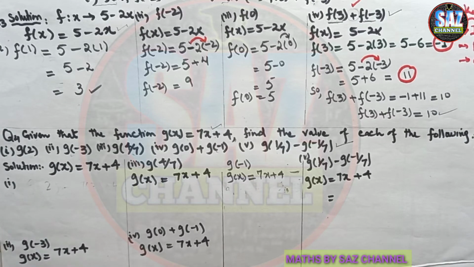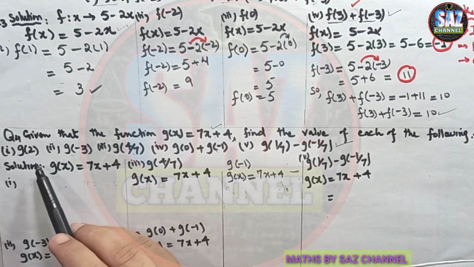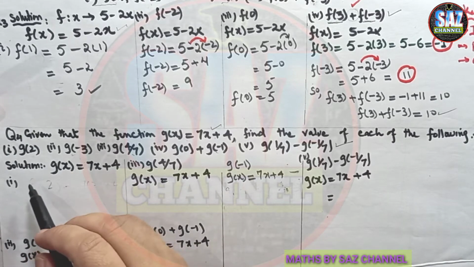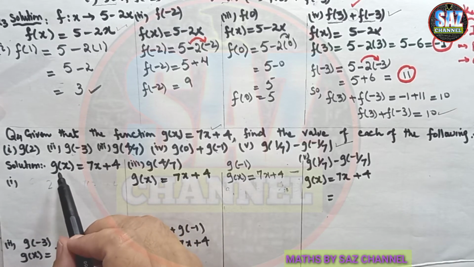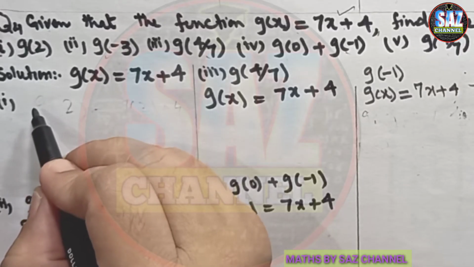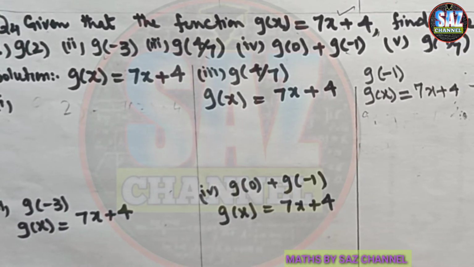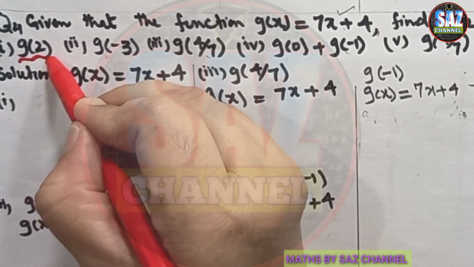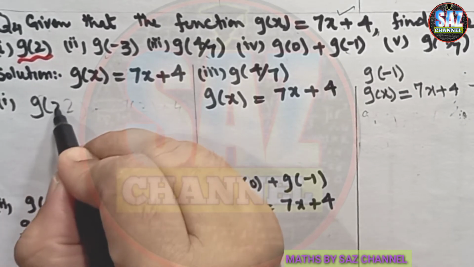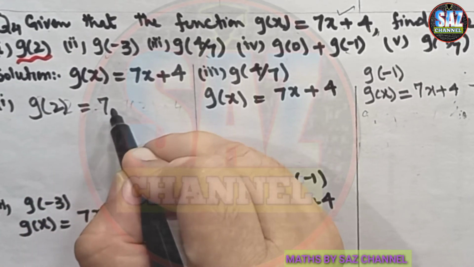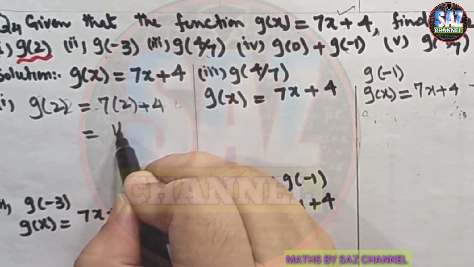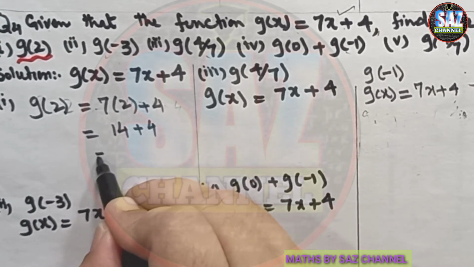Very easy questions. We just have to replace the values of the domain by the different values given in the question, and we get the values of the range. First part: the function is g of x equals 7x plus 4. Now I replace the variable with 2. The function takes the form g of 2 equals 7 times 2 plus 4, which is equal to 14 plus 4, which is equal to 18.